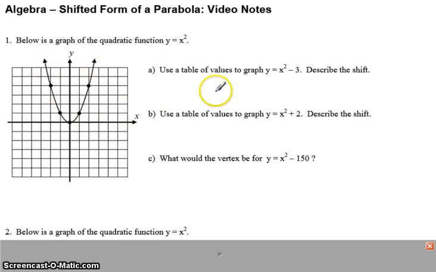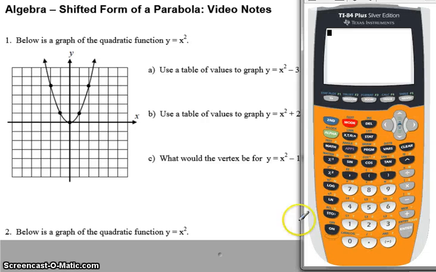So in part A, it says use a table of values to graph y equals x squared minus 3 and then describe that shift. So what I'm going to do is break out my radical orange calculator here and graph it like it's asking me to. I'm going to go to the y equals button, put in x squared minus 3 and hit graph. And you can see this is a parabola. It looks like the same thing. The only thing that's different is that everything was shifted down 3 units.